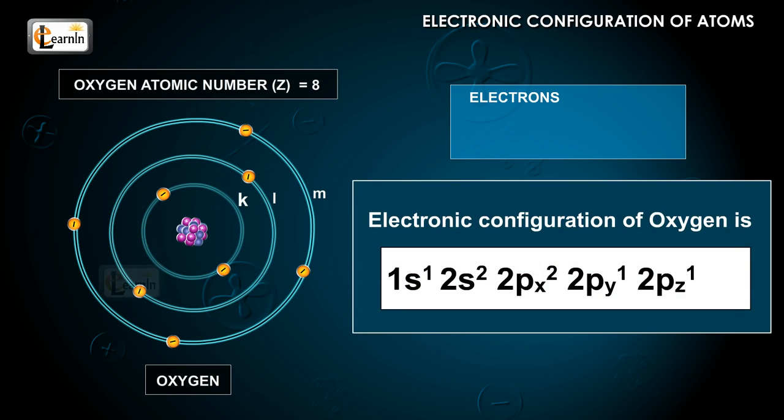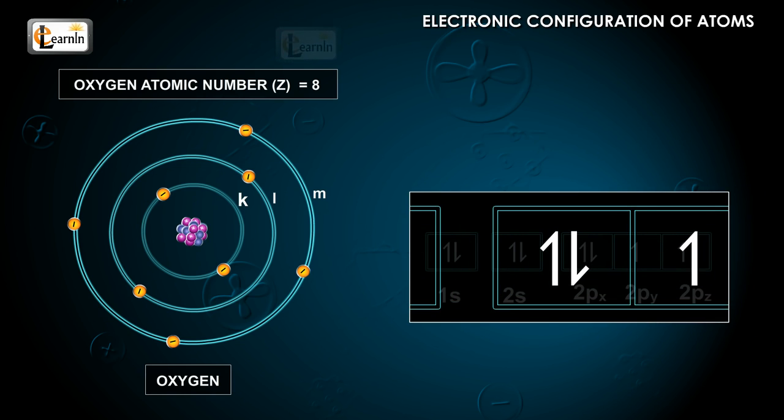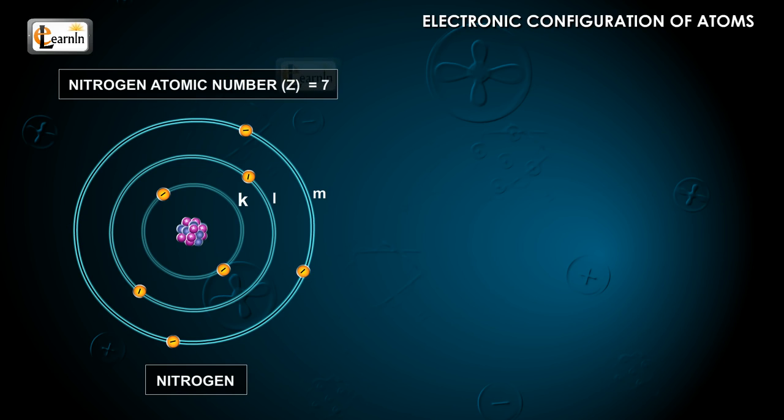So, the electronic configuration of oxygen can be written as 1s2, 2s2, 2px2, 2py1, 2pz1. The arrows indicate the electrons with a spin plus 1/2 and minus 1/2. Let's consider the nitrogen atom.